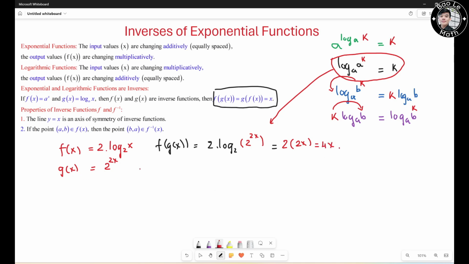For the bottom one, we're going to have g of f of s. It's going to be 2 to the 2 times, and now we need to replace s with f of s, which means multiplied by 2 log base 2 of s. So we simplify this, and it turns out to be 2 to the 4 log base 2 of s. And then I apply the formula.